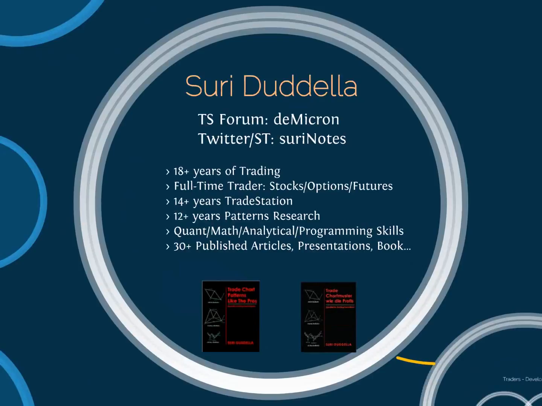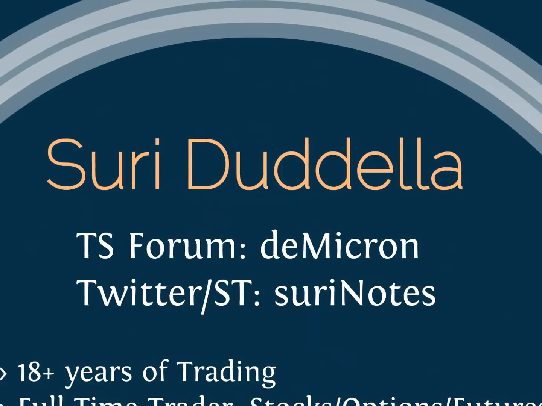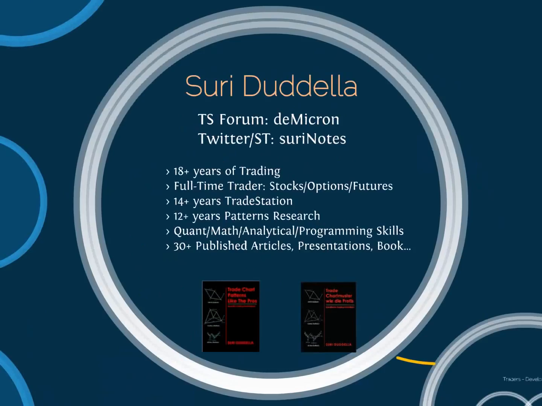I have an education with quantitative and mathematical skills, and so I do have a lot of programming skills. That's the reason I program all this for myself. And I also published a lot of articles, over 30 articles in various magazines in the last few years. I've done a lot of presentations, and also I'm pretty sure you've probably heard of my book. My book is Trade Chart Patterns Like the Pros, and the book is also translated into German. And if you are a TradeStation Forum member, my ID is Demicron. If you're following me on Twitter or StockTwits, my ID is Suri Notes.